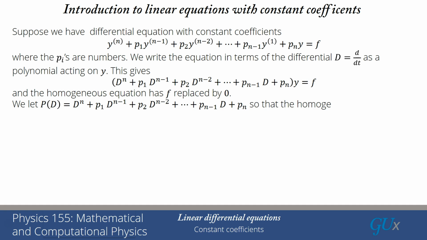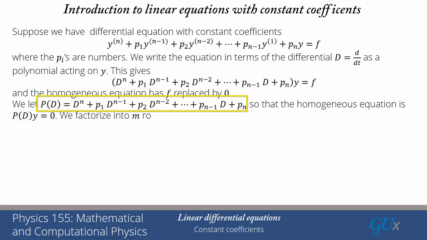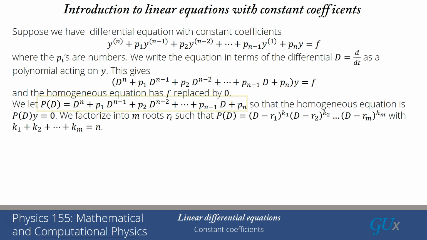And this is just a recap of what we're going to call this polynomial. We're going to call it p of capital D. It's just that expansion in the parenthesis above, D to the n plus p1 D to the n minus 1, and so forth all the way out to pn. And then the homogeneous equation is symbolically p of capital D acting on y is equal to 0.